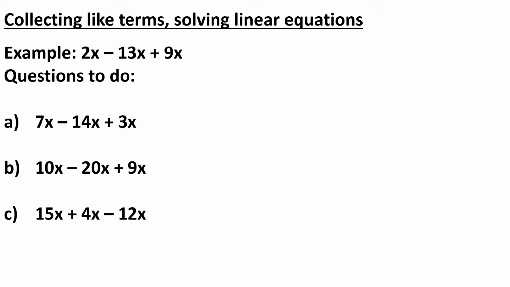Here are some questions on simplifying. Firstly, we are given the example 2x take away 13x plus 9x. To do this, I'm going to do 2x take away 13x. Now 13 take away 2 is 11, but because I'm doing 2 take away 13, we are going to have a negative number. So that must be minus 11x. I then need to add the 9x. Now minus 11 plus 9, if I imagine it's minus 11 degrees, temperature goes up by 9 degrees, that's going to be minus 2, so I have minus 2x.